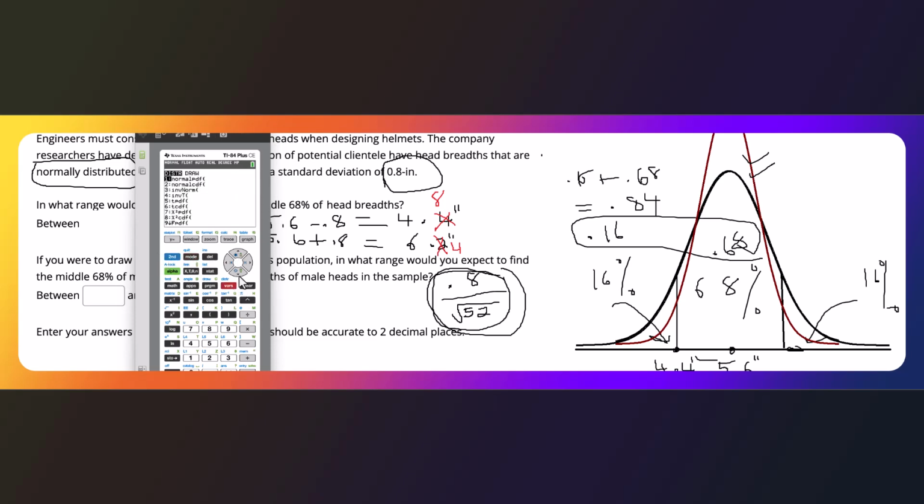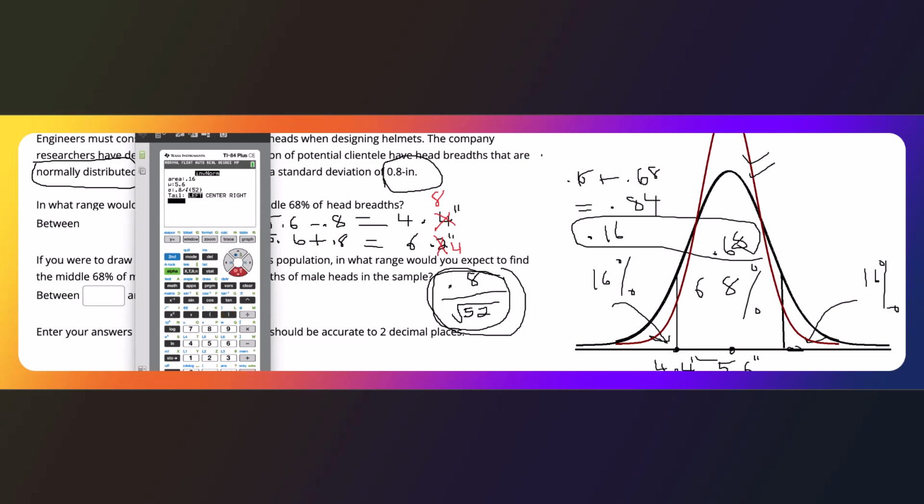Second was inverse norm, right? And this is 0.16. Mu is 5.6. And what is the standard deviation now? We could have done that through second enter, but when I get in a hurry, for some reason it just doesn't work well.